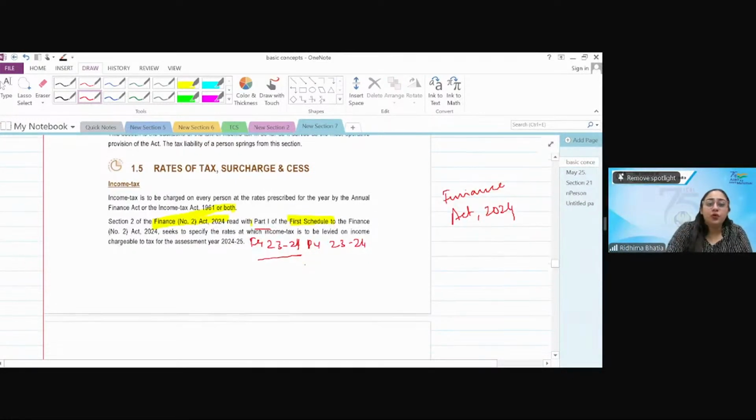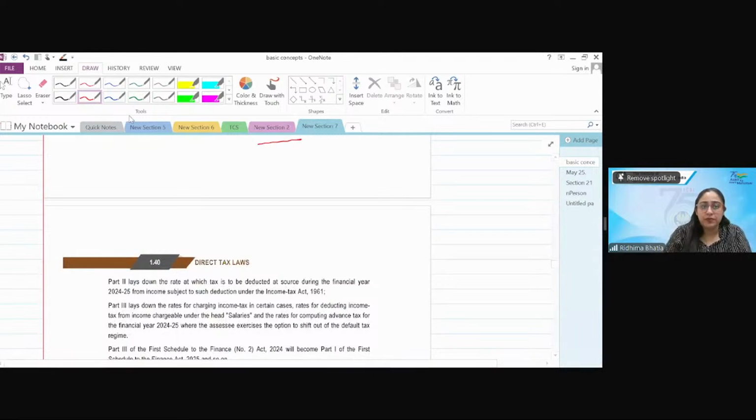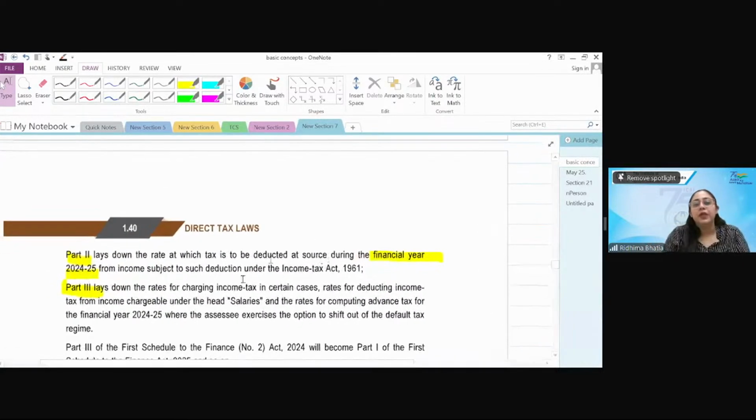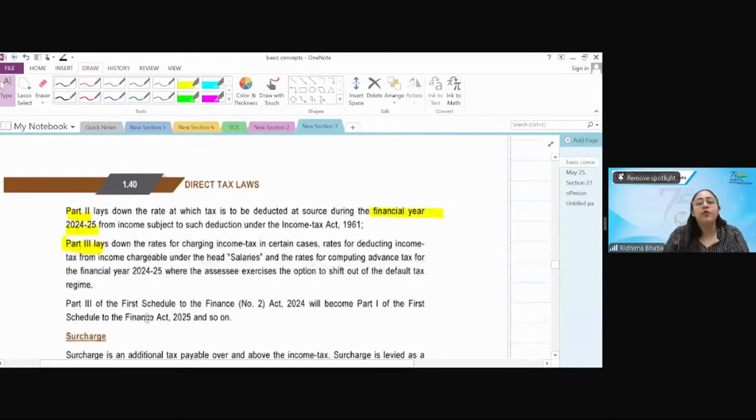But what will be in Part 2? Part 2 will have the TDS rates. So the rates for the coming year, where would I find them? Where I would find the rates for the year which is about to come, or the present assessment year, that is in Part 3. So in Part 3 I will get to know the rates which are applicable for my financial year 24-25.